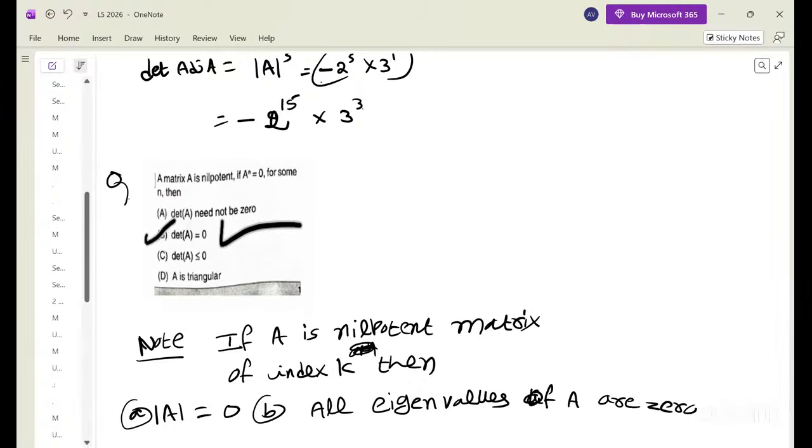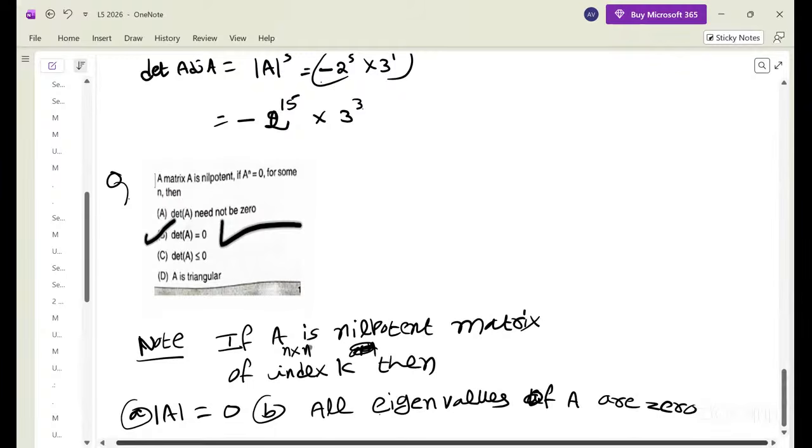Among the options, it will be given that with index K, K eigenvalues are 0. A is an n by n matrix, so n minus K will be 0. K eigenvalues 0, none of them 0, like that, all will be 0. Like that, options will be given. So all eigenvalues of A will be 0. If A is nilpotent, the determinant is 0. All eigenvalues of A are 0.